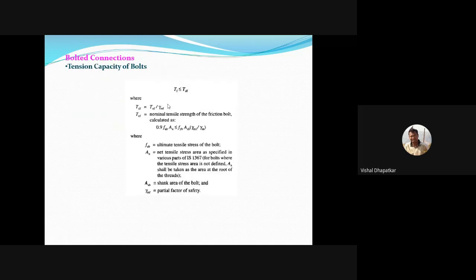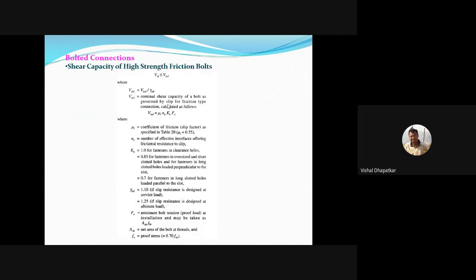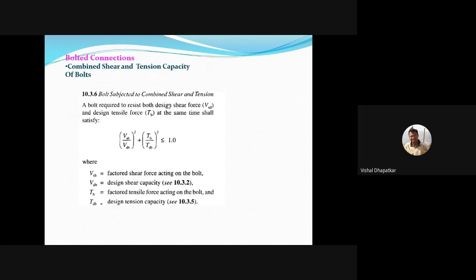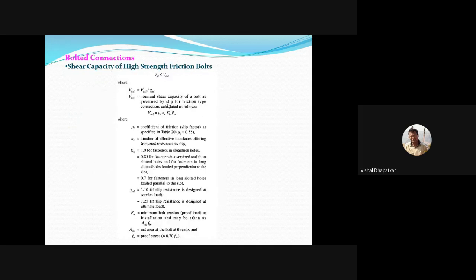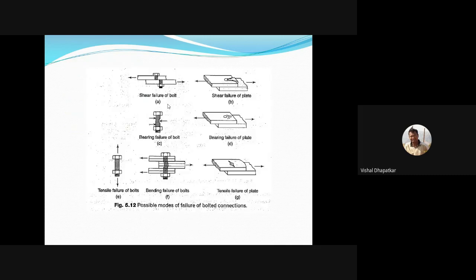So again, for this also we have to calculate the combined shear and tension interaction ratio. That should be less than 1, so that bolts are sufficient to carry the tension and shear simultaneously. Okay. What are the failures of the bolts? Shear failure, bearing failure of bolt or plates, tensile failure of bolts, and tensile failure of the plate.